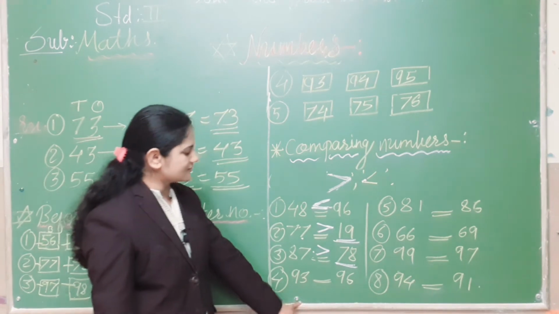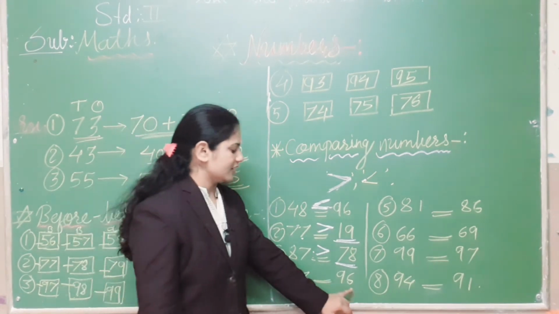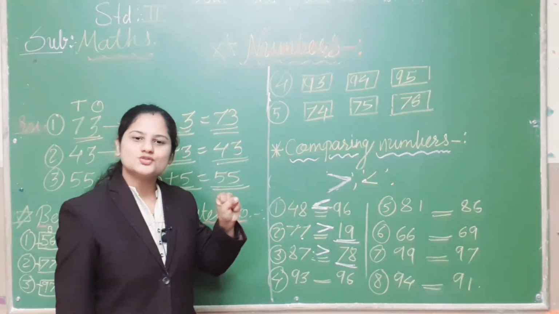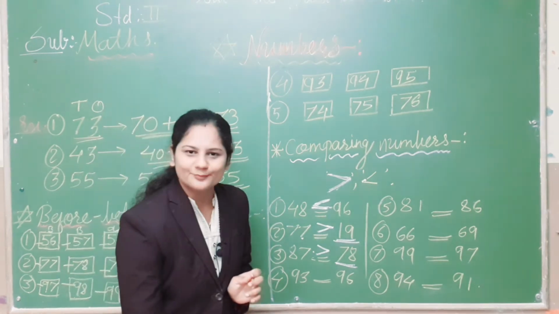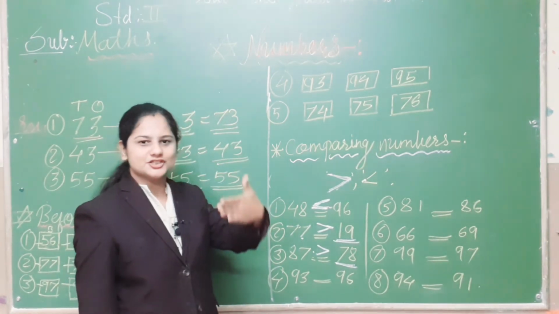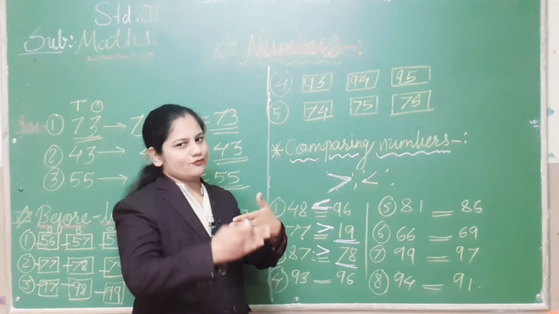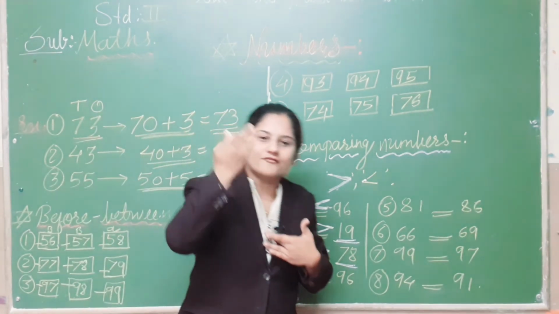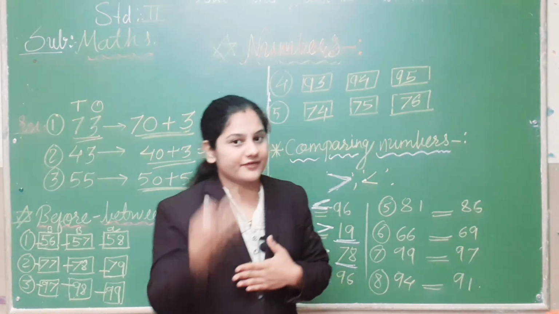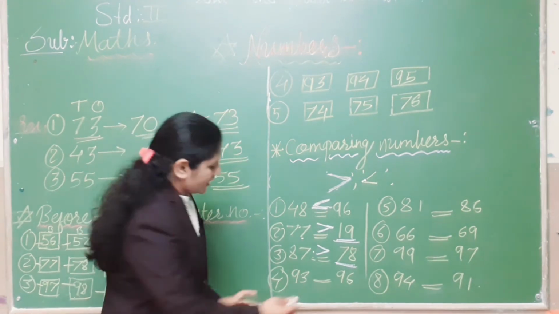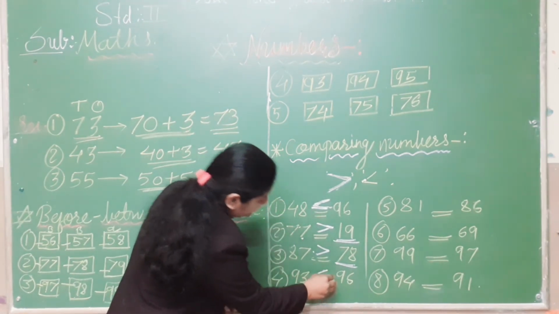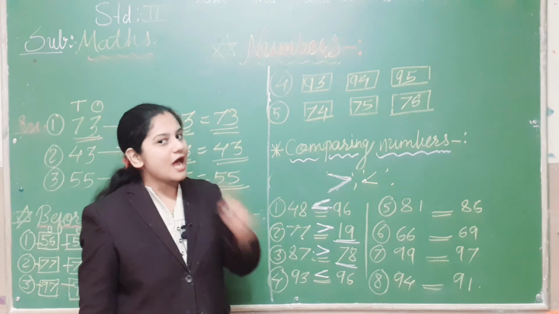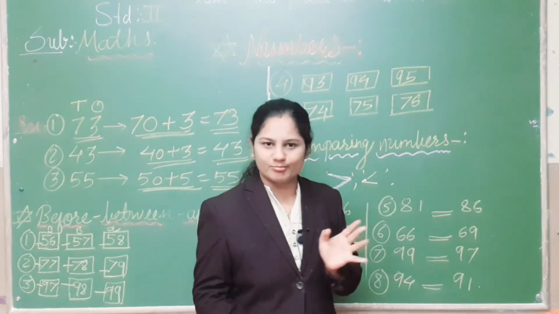Then 93 and 96. In between these two numbers there is only a small digit difference, but still one is greater and one is smaller. Tell me which is the greater number? Yes, 91, 92, 93, 94, 95, 96. 96 is the after number, which means it is greater than 93. Again, the closed arrow towards 93 and the open arrow towards 96, because the open arrow indicates the greater number.